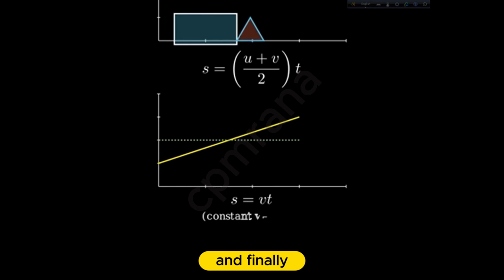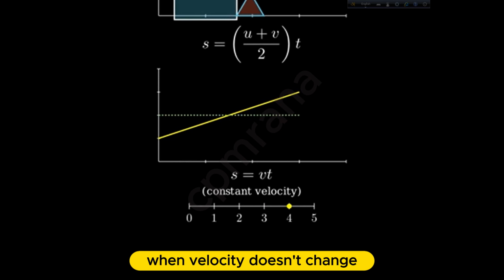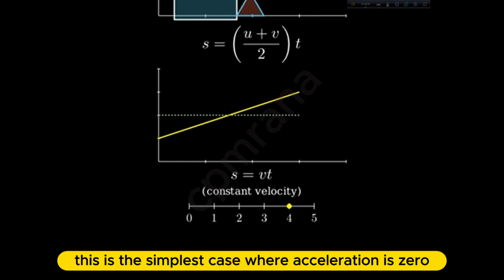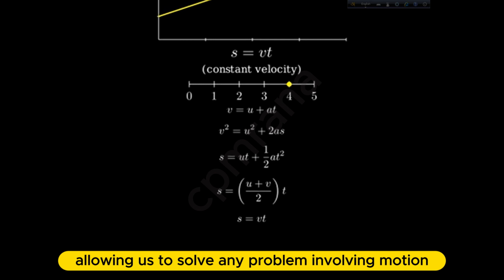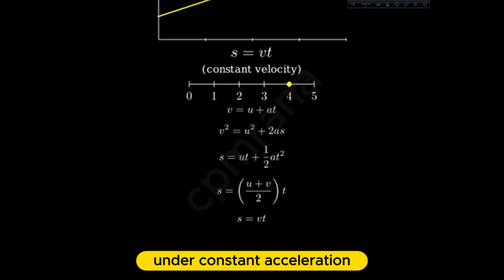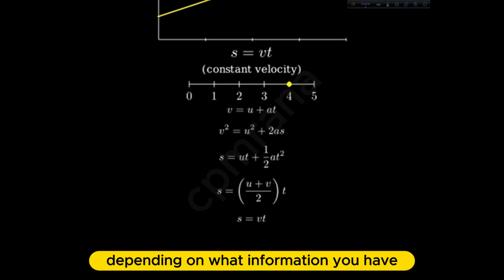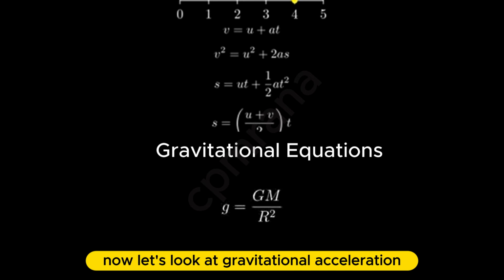And finally, the fifth equation is for constant velocity motion. When velocity doesn't change, s equals vt. This is the simplest case where acceleration is zero. Together, these equations form the foundation of kinematics, allowing us to solve any problem involving motion under constant acceleration. Remember that each equation is useful in different situations, depending on what information you have and what you're trying to find.